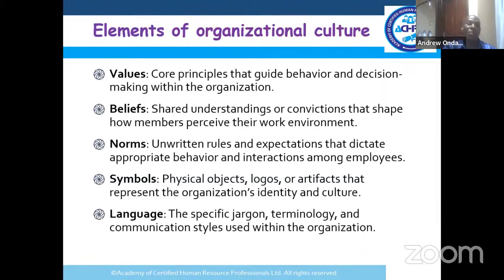So what are the elements of culture? I've mentioned them there. Core values that guide the behavior of people. And I've mentioned earlier on several core values like integrity, honesty, professionalism, and teamwork. If this is reflected in your organization, you are likely to succeed.